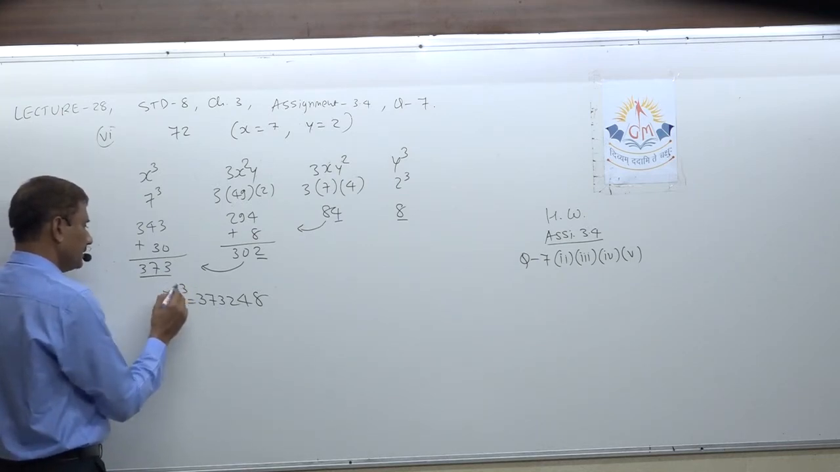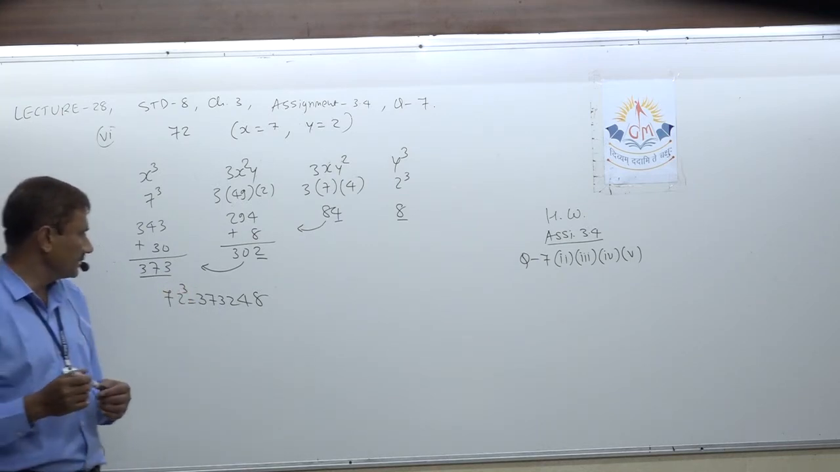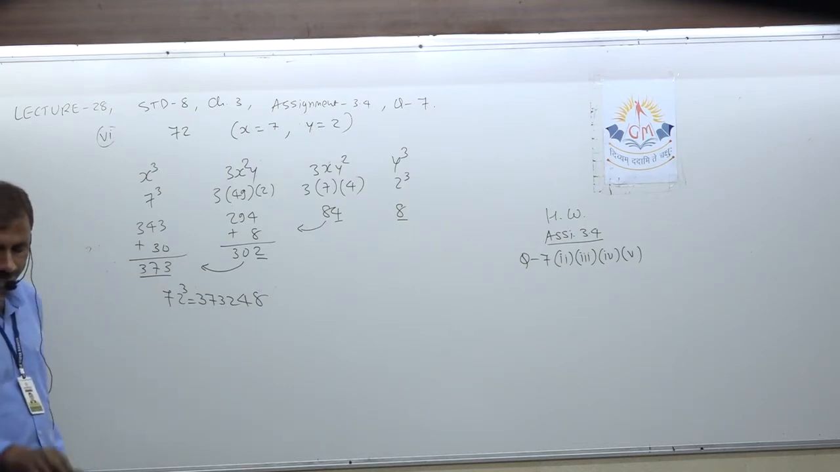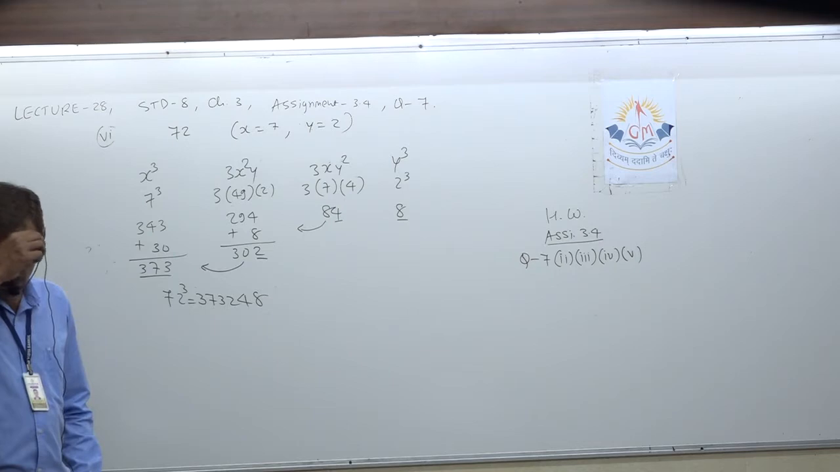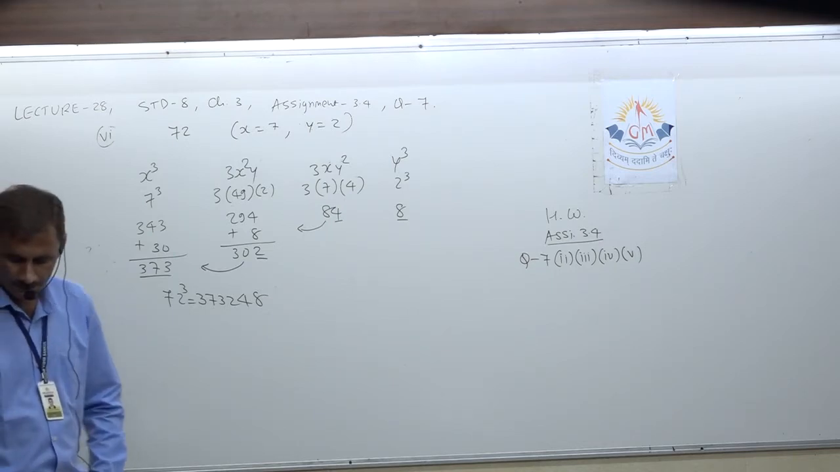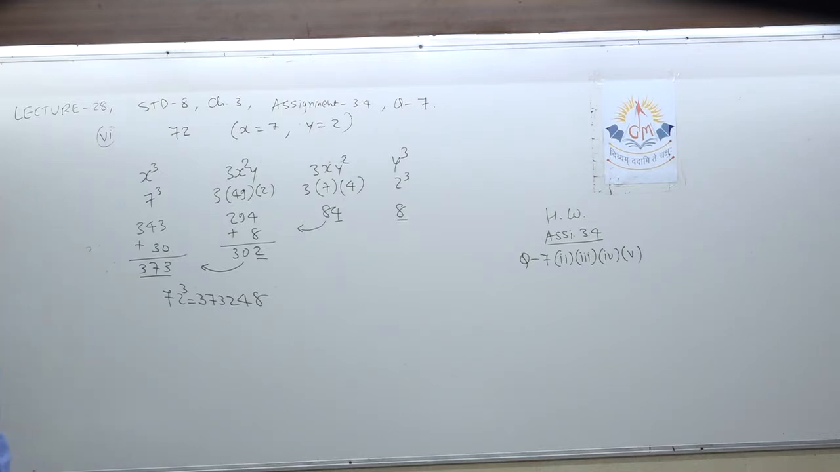So the cube of 72 will be 373248. Okay, so they are very simple and you can do them very easily. Okay, now note it down.